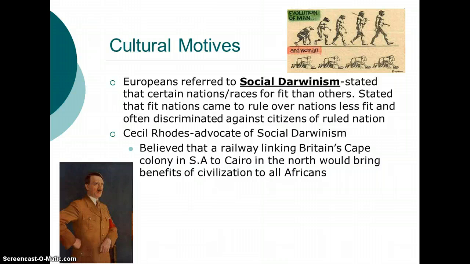Europeans referred to social Darwinism. They stated that certain nations and races were more fit than others. They stated that fit nations came to rule over nations less fit and often discriminated against citizens of the ruled nation. So, what they believed was that Africans were inferior races, and like I said, they have to accept social Darwinism, and that the Europeans advance much faster because they are simply a better race.